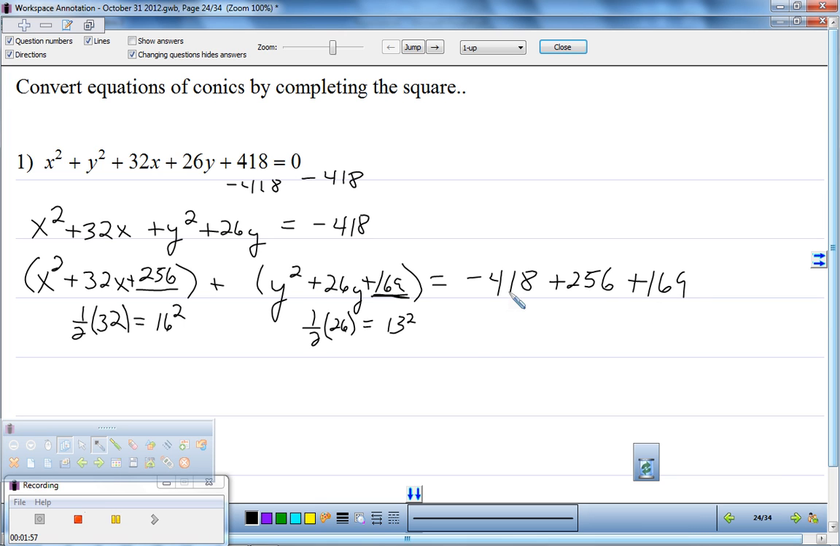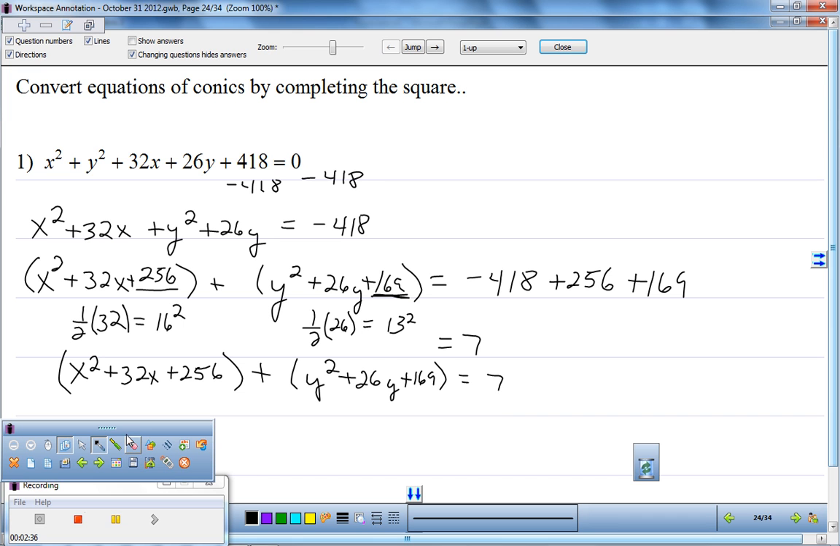All right, so I'm going to go ahead and clean this up. So I'm going to take negative 418, add 256 plus 169, and we end up with 7 for this particular one. All right, so now let's clean this up a little bit. X squared plus 32x plus 256 plus y squared plus 26y plus 169 is all equal to 7.